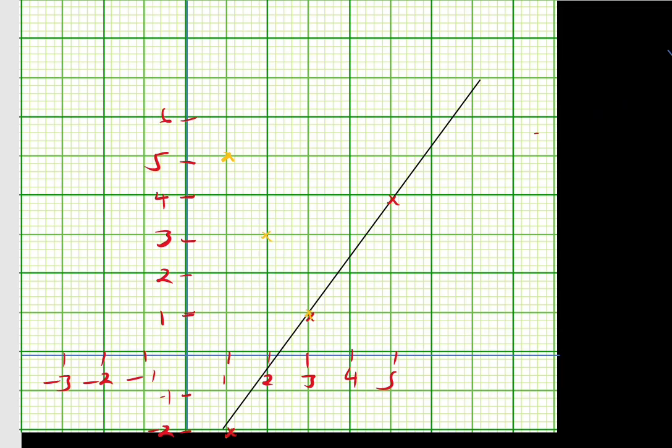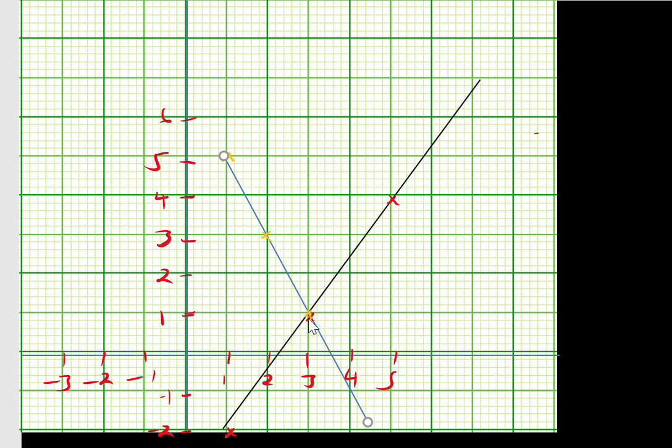I'm going to join these using a straight line. So here we have our line. Then we join it very nicely. So the point of intersection of the two lines, where these two lines are meeting, this is where we have our solution.